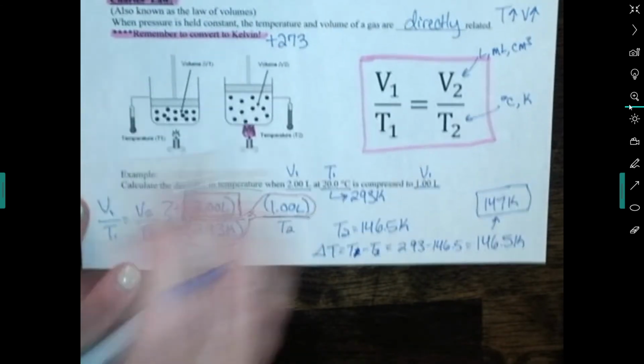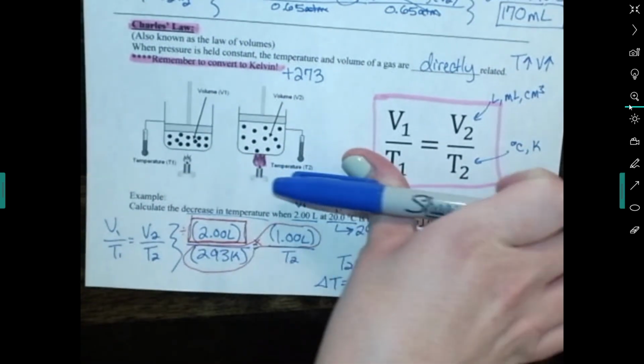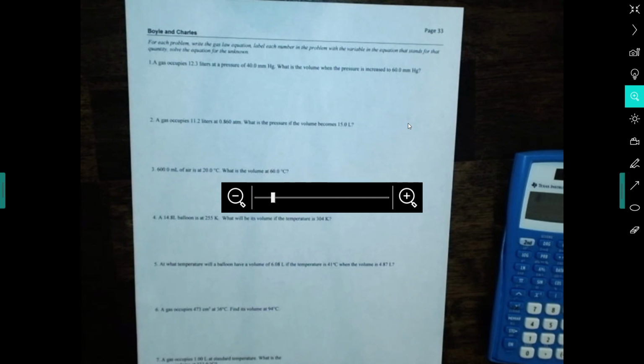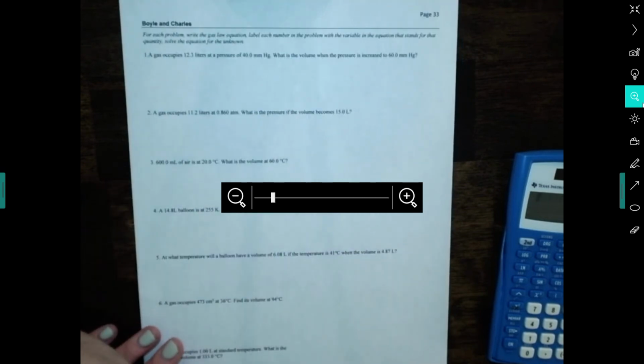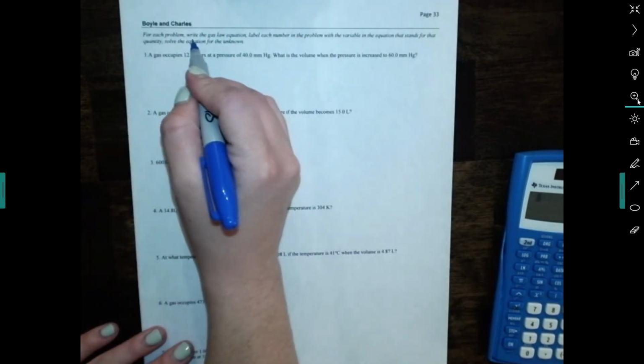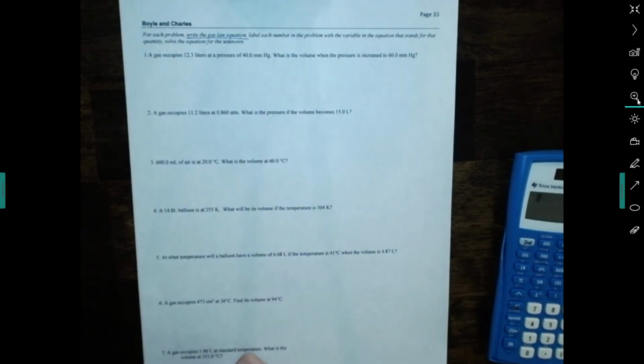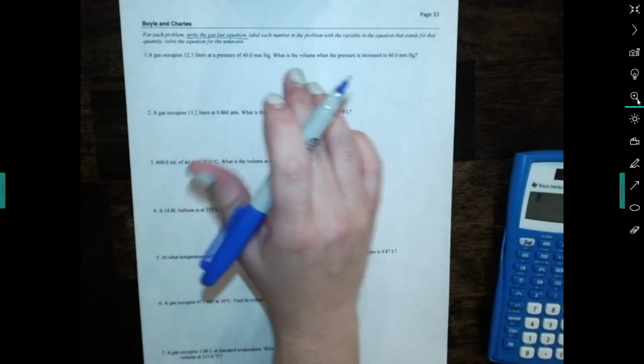Now if you look at the back of your paper, this is basically one big Try It you guys are going to do. And this is what you're going to submit as your homework. There are 7 problems here, but make sure you're reading the directions. It says you need to write the gas law equation. So write the equation for each one. Write the equation first, and then label each number.